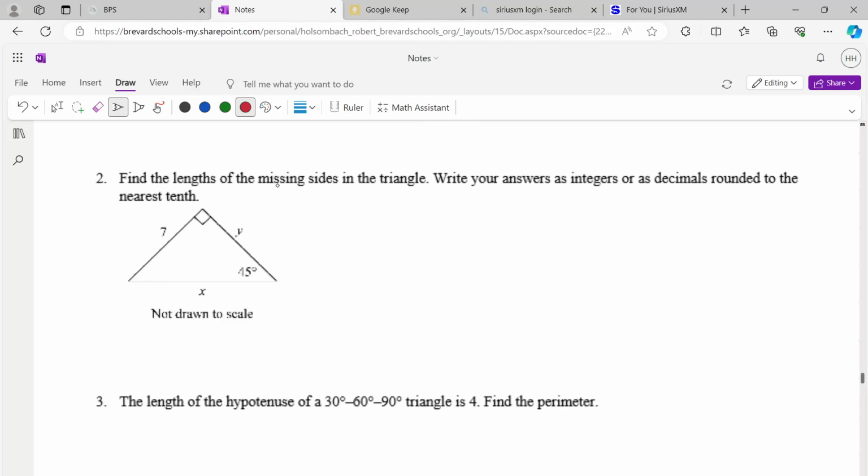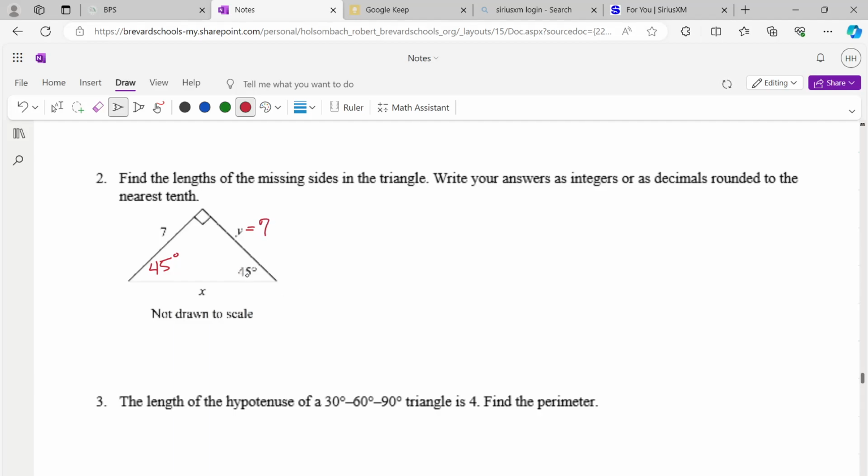Problem number 2, find the lengths of the missing sides of the triangle. Write your answers as integers or decimals rounded to the nearest tenth. All right, so again, it's a right triangle. If one acute angle is 45, then the other acute angle is 45. That makes it an isosceles right triangle. It makes both legs congruent. So if this leg on the left is 7, then y is equal to 7 as well.